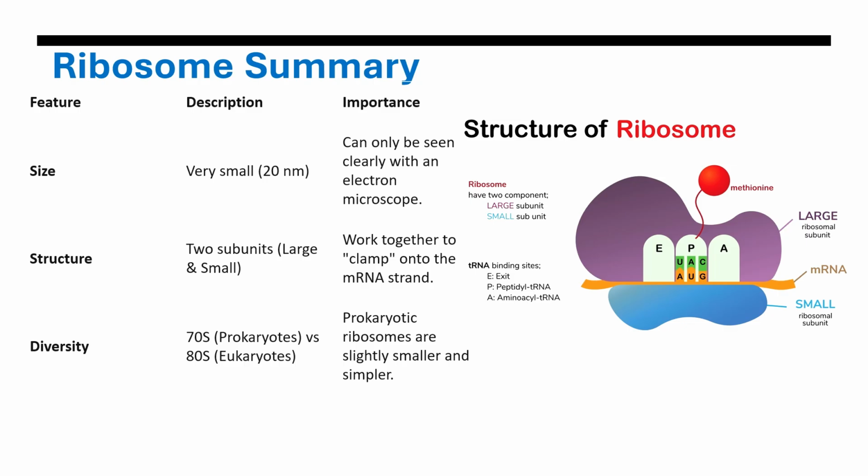Finally, we have diversity. Not all ribosomes are the same. Prokaryotes like bacteria have 70S ribosomes, which we have discussed earlier in this chapter; these are slightly smaller and simpler. But eukaryotes like plants and animals have 80S ribosomes, which are larger and more complex. This difference is actually life-saving. Many antibiotics work by specifically targeting the 70S ribosomes in bacteria to stop them from making proteins while leaving our 80S ribosomes completely unharmed.